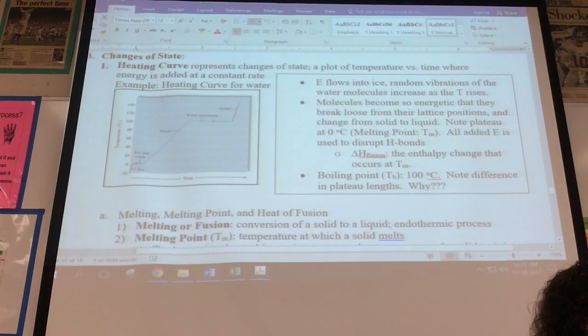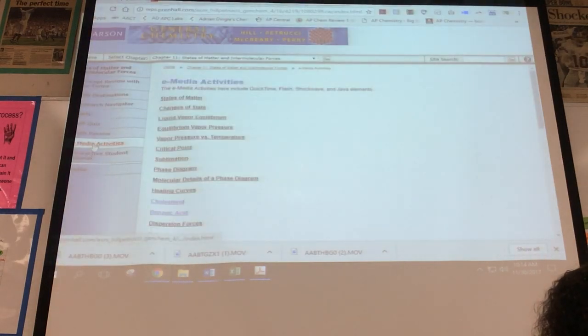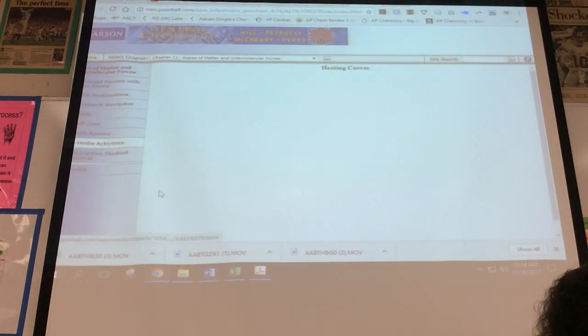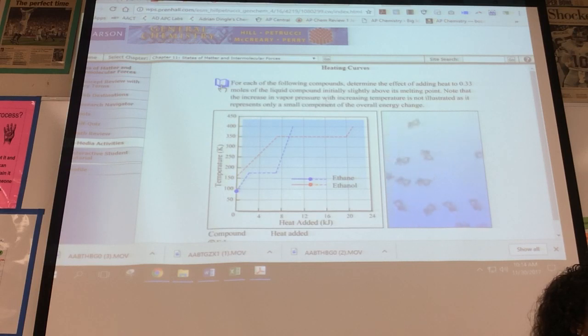Many of you saw the heating curves last year, but you also want to be able to understand positioning, and that was the last thing that I wanted to show you. This is what I was looking for earlier. So what you have here is you're adding heat to a certain amount of liquid, slightly above its melting point, and you're going to see the increase in vapor pressure with increasing temperature.